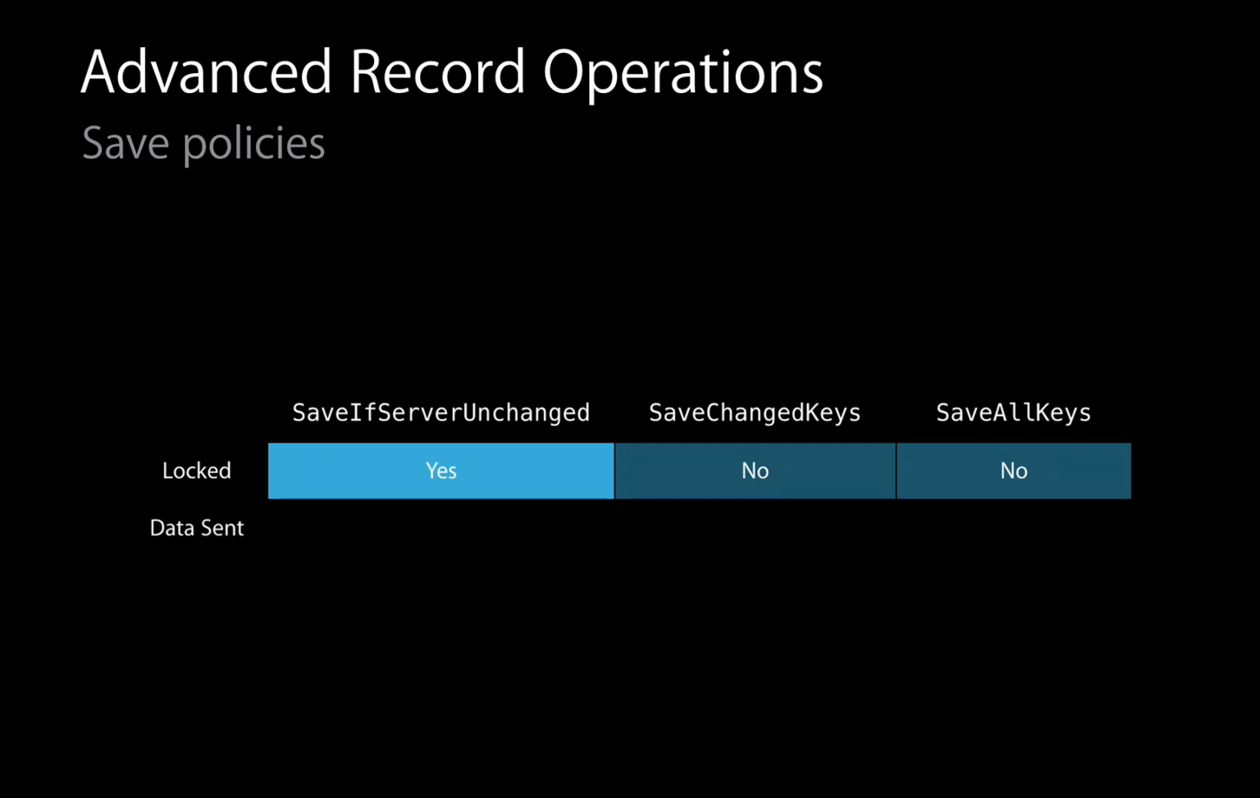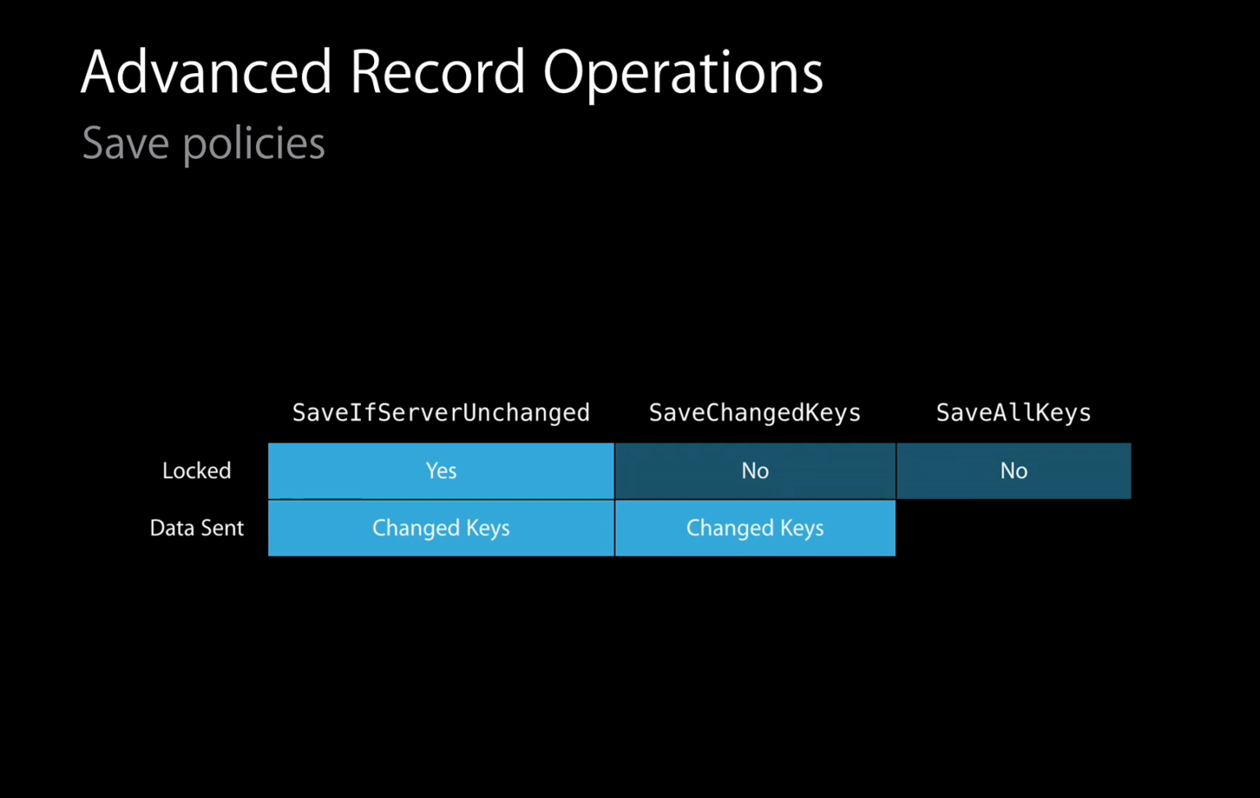These policies also determine how much data we're sending to the server. In the case of save if server unchanged and save changed keys, we're only going to send up the values on the record that have changed. In the case of save all keys, we're going to send the entire record, all the values, whether you've changed them or not.